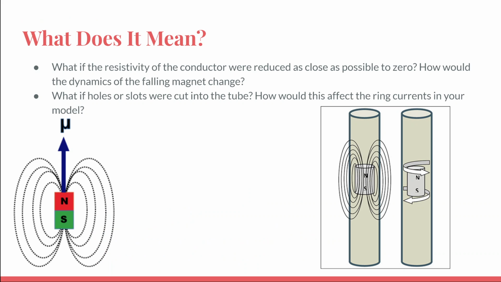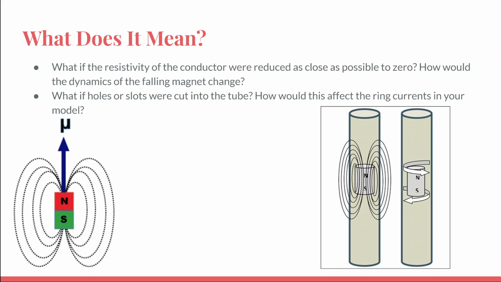If the resistivity of the conductor were reduced as close as possible to zero, then the current in the tube would get as large as possible, meaning the value of the current in the loop would be approximately equal to the magnitude of the change in flux. This would mean that the force experienced on the magnet would be much larger, so the magnet would fall much slower through the tube and possibly would stop moving or begin moving in the positive y direction if the magnetic force was strong enough.